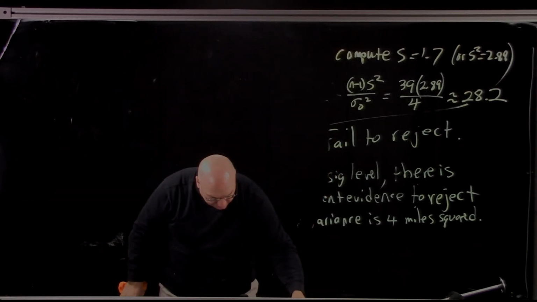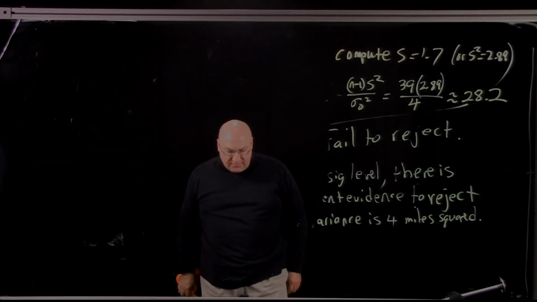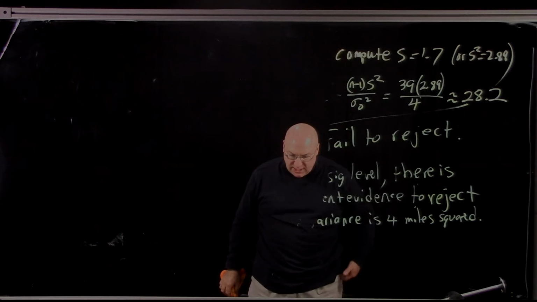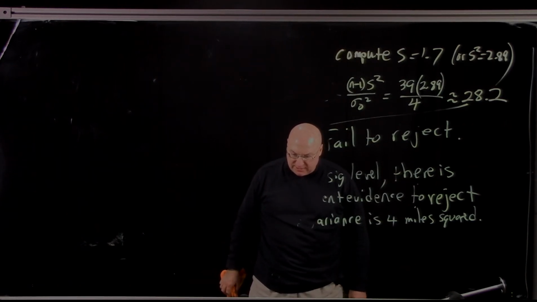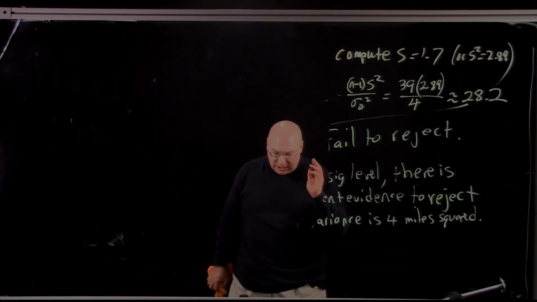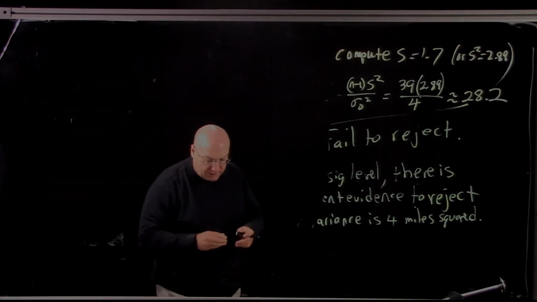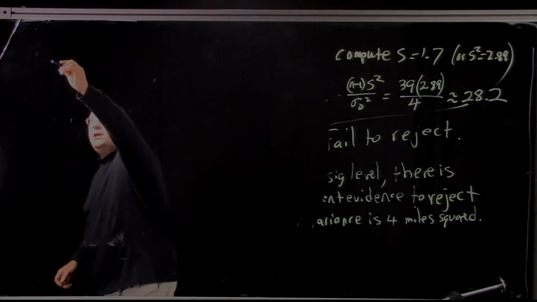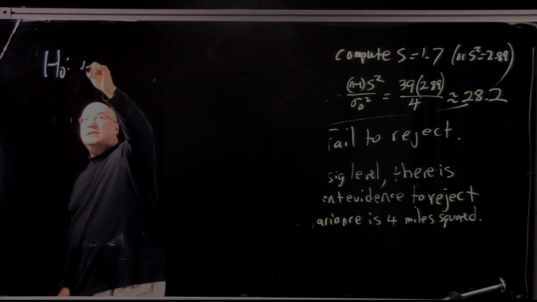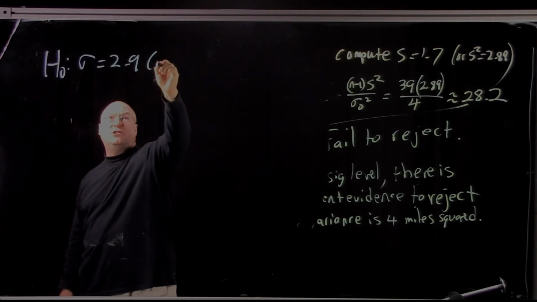I hope you started to read it. Standard deviation of men's heights is 2.9 inches. Let us test this claim at the 2% significance level. We know that men's heights are normally distributed. So this is an easy one. The null hypothesis is sigma is 2.9 inches.